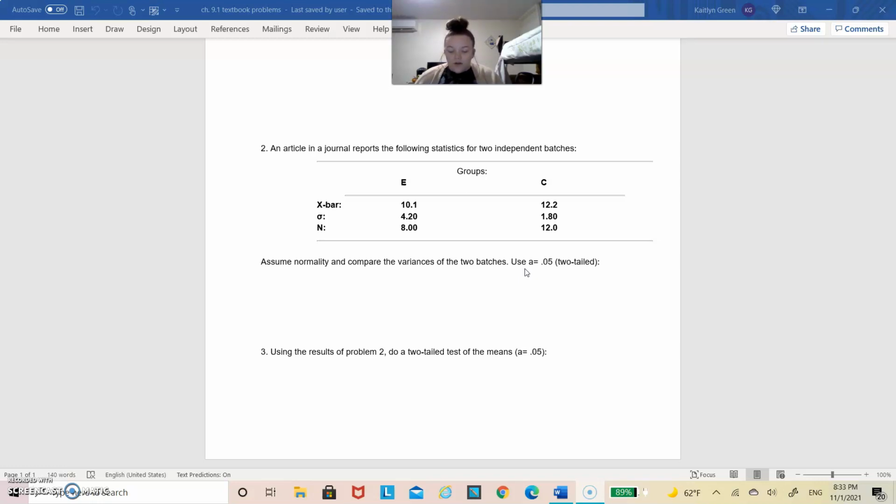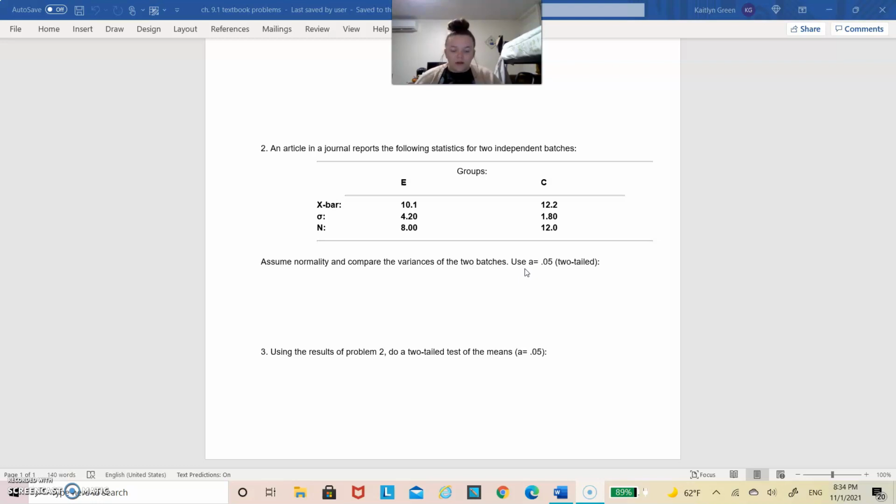And now we have to go and find our F value. And the way we do that is, like I said before, we'll take the squared values of our S value, so it'll be 4.2 squared divided by 1.8 squared, and we'll get 17.64 divided by 3.24 to get an F calculated value of 5.44.